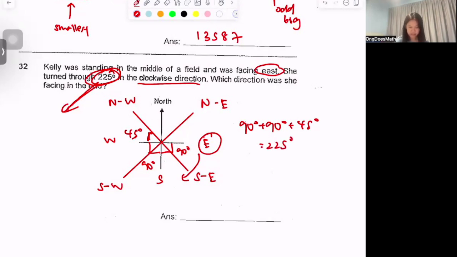And hence, she was facing northwest in the end. So answer is northwest. Cool.